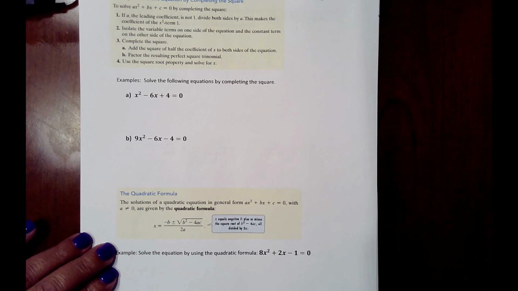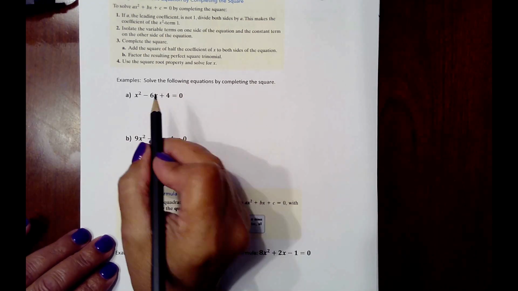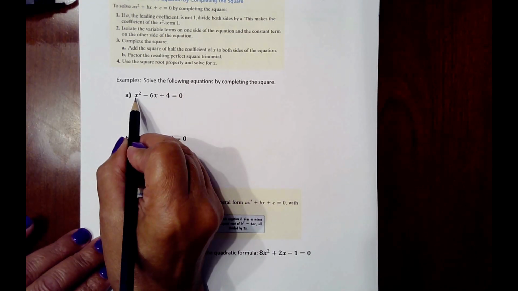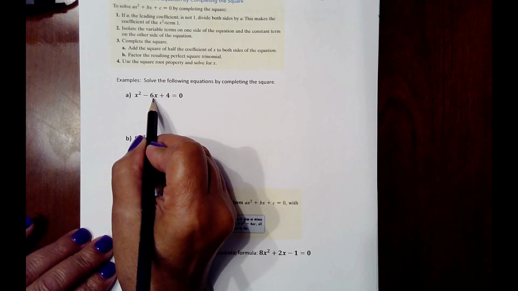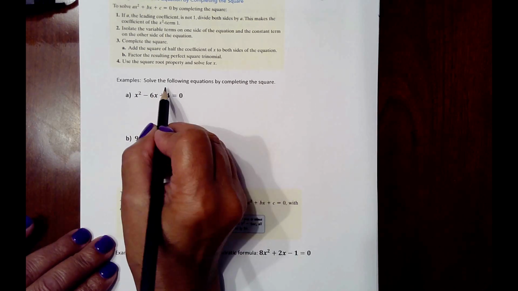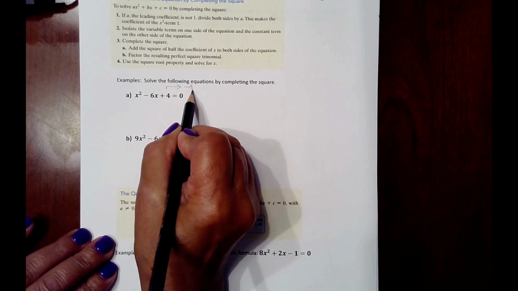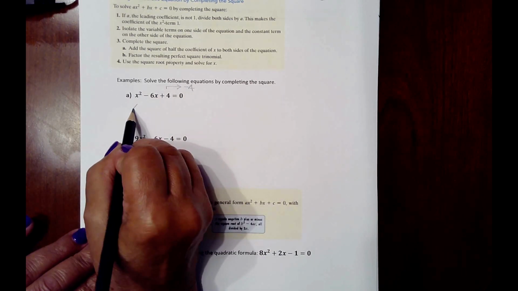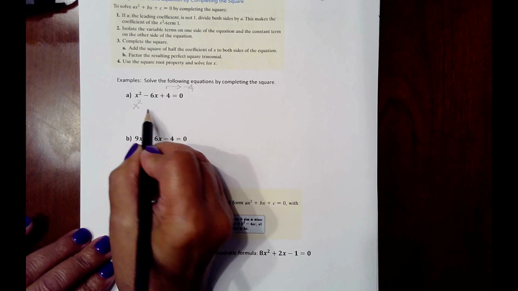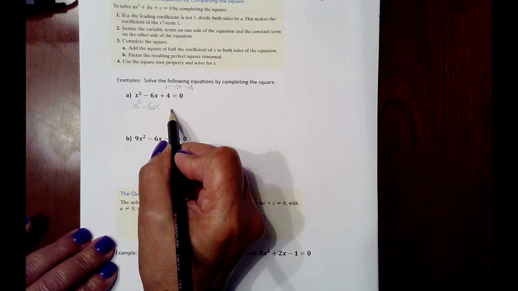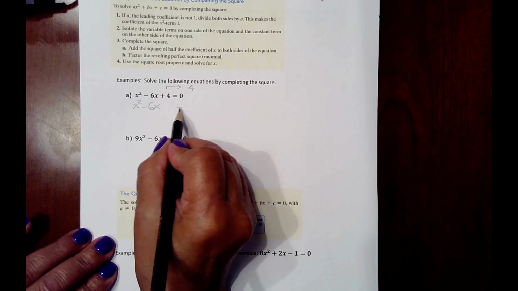So let's see. Completing the square. Very first step is to isolate the squared term and the linear term on one side while moving the constant to the other side. So this will be step 1. And what you're going to try and do to these two terms is turn it into a trinomial by completing the square.